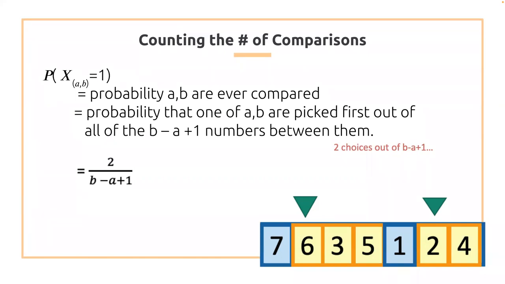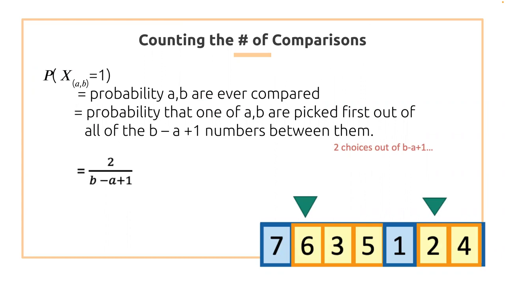Somebody said 2 out of N, which I think is actually N minus 1 plus 1. So that's right for the original array. Whoever said 2 over N, you were actually right. And then somebody else, I think you were trying to get to this formula where it's basically an arbitrary array. Okay, cool. So that's the probability. It's 2 over B minus A plus 1.